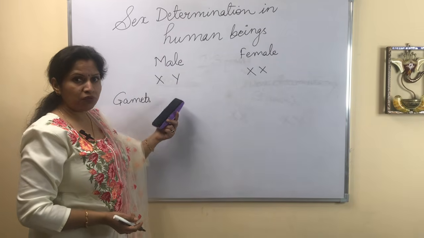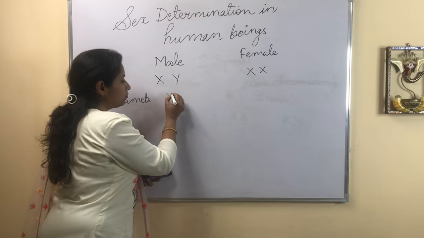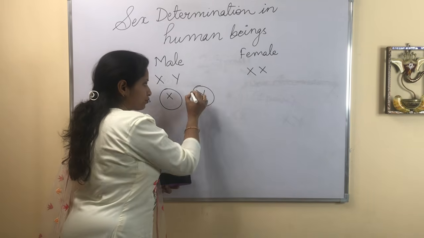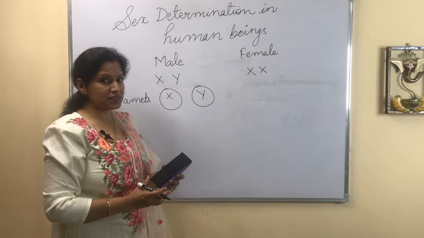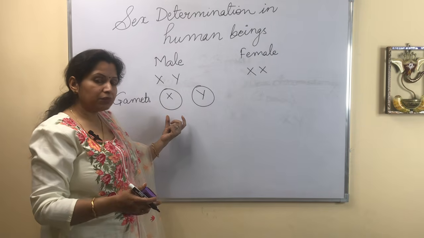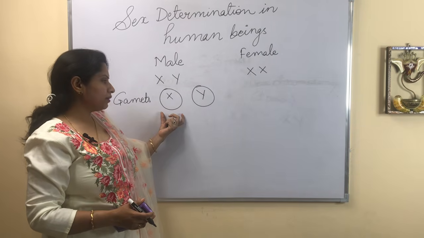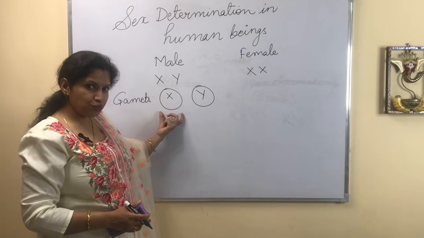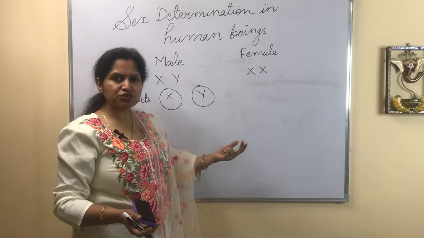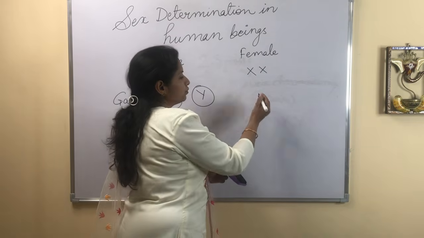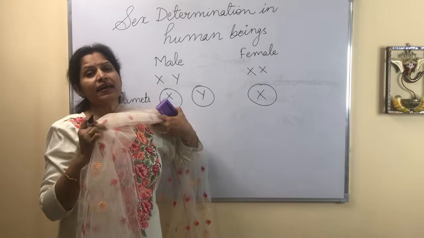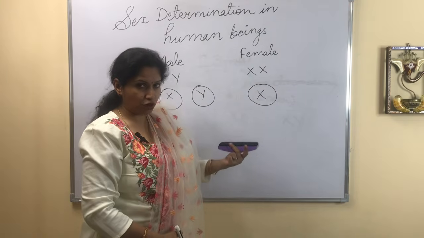So when sperm will be formed in the male, the sperm will be having either an X chromosome or a Y chromosome. You all know that during meiosis, one particular sperm will be containing either an X chromosome or a Y chromosome. Similarly, in the female, there are no 2 options, just a single option is there. So the female ovum that will be formed will be containing X chromosome only. No other option is there.